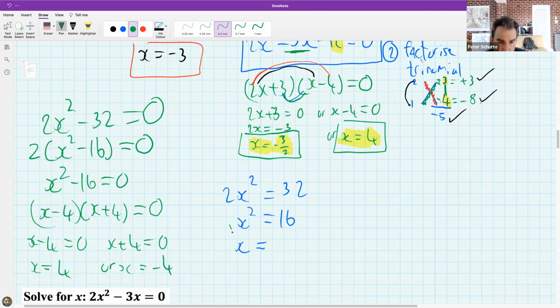It's still correct, but here's the thing you need to remember. When you square root something, there are 2 roots, plus and minus. No, I did not square root the question. I just divided by 2 on both sides, and it gave me x squared equals 16. Then I took the 16 to the left, so it's x squared minus 16 equals 0. And then I used the difference of 2 squares to continue.